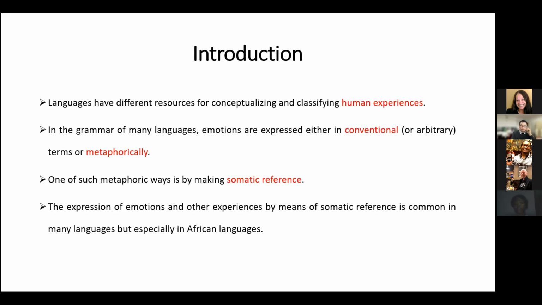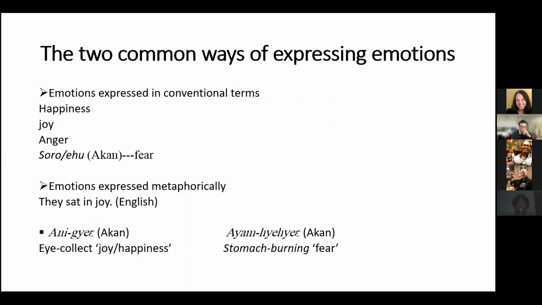So by metaphorical way, we mean emotions as abstract concepts are concretized. So they are expressed in terms of concrete concepts or objects. One of these ways of expressing emotions metaphorically is by making reference to body parts. That is to make somatic reference. And this expression by making reference to body parts is common in many languages, but especially in African languages. So this is an illustration of the 2-way expression of emotions I'm talking about.